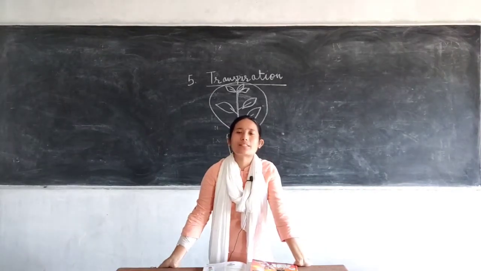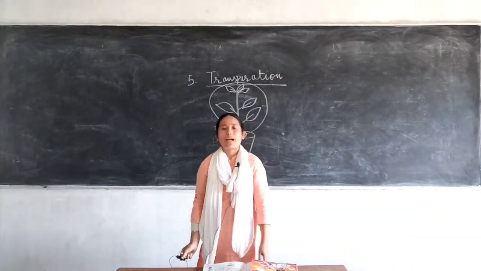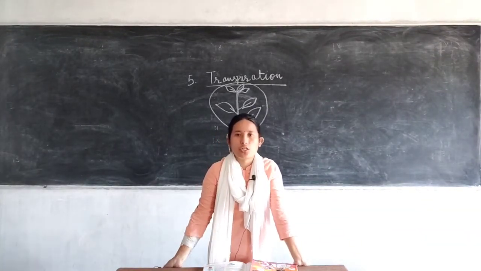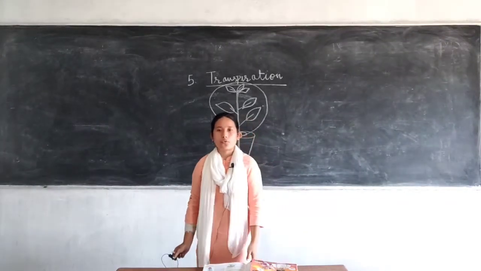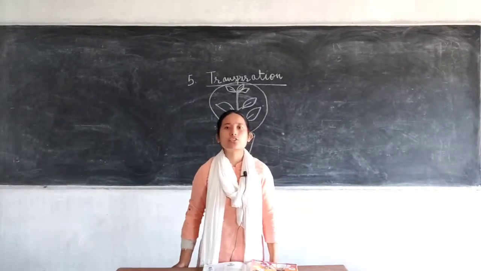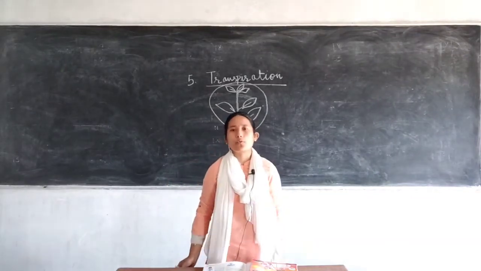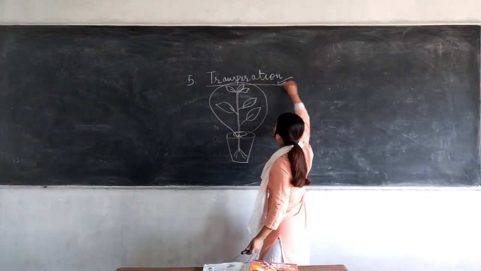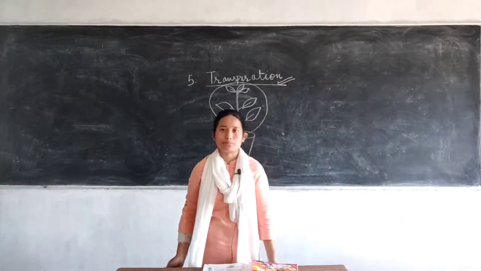So today we'll be starting with unit 2, that is plant physiology. We have already started unit 2, plant physiology. The first chapter of that was absorption by root. Today we'll be starting chapter 5, that is transpiration. I hope you all are aware of this particular term, transpiration, right? You all know what is transpiration.